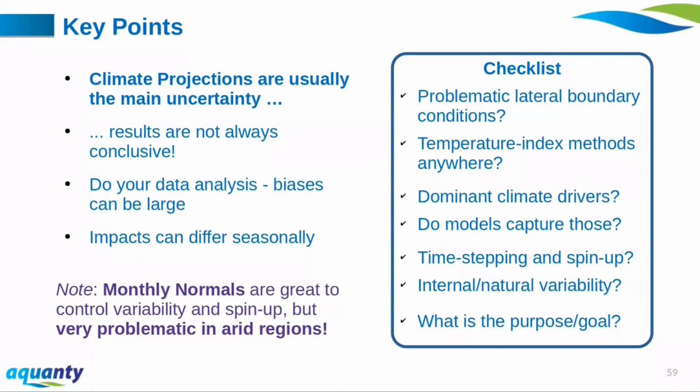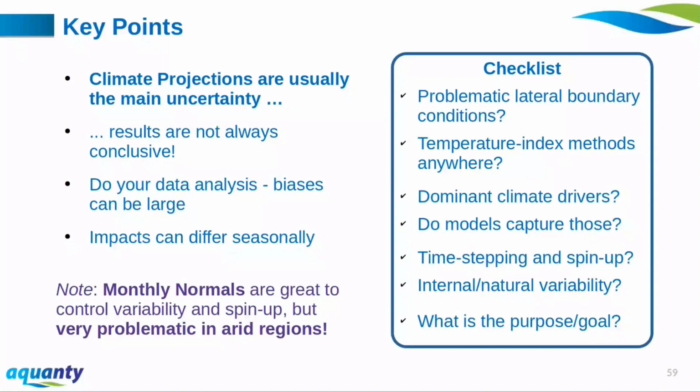Keep in mind that the impacts can differ seasonally. So here we saw it drying in the summer, but in winter much less so, right? And if you were to look at soil moisture, which we could, you would actually see this. You would see really significant change in soil moisture in summer, but much smaller changes in winter. Monthly normals can be useful, especially for model spin-up. But in arid regions, you have to be very careful with that.